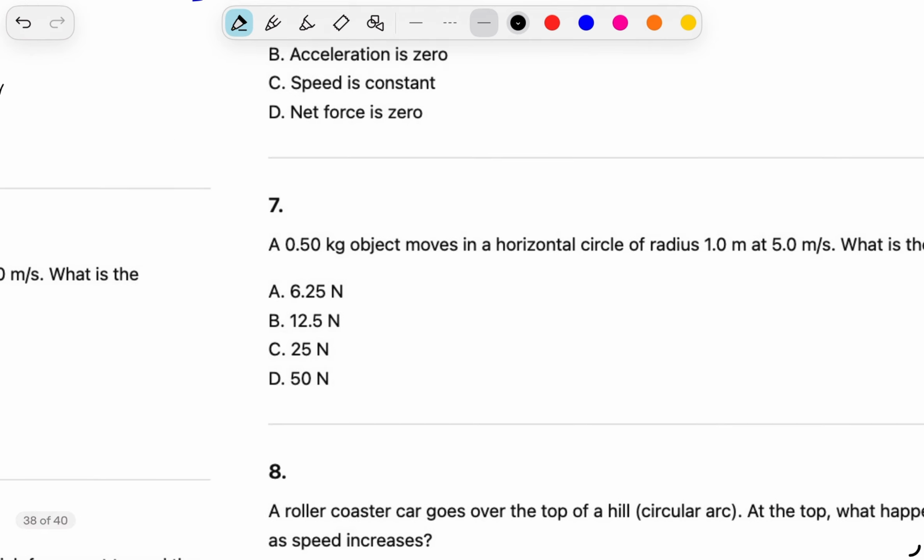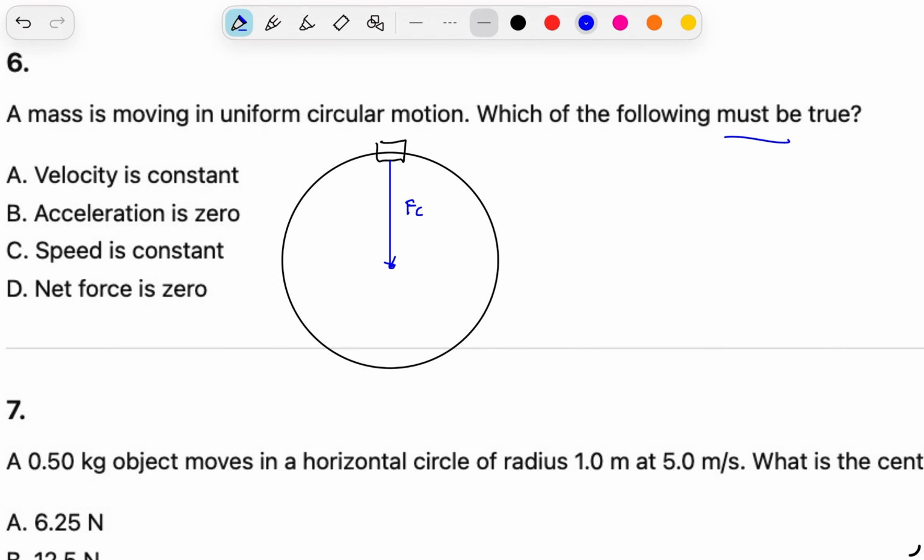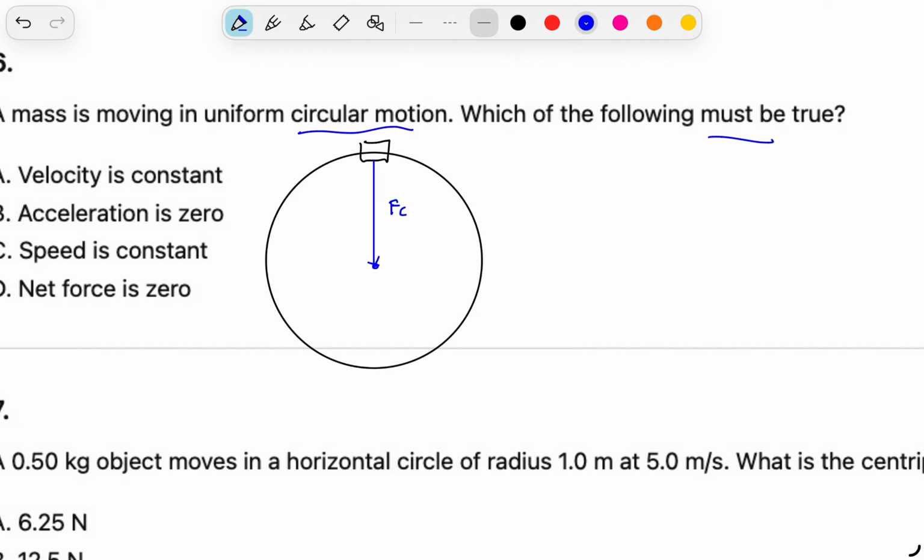Now, for a mass, we have a mass that is moving in uniform circular motion. Which of the following must be true? So we have a circle, your mass is going to be going in a circle. So that means whenever you have circular motion, you have a force that's pointing towards the center of your circle. So what does this mean? That means that you have an object that's moving in a circle, but it has to be at a constant speed.